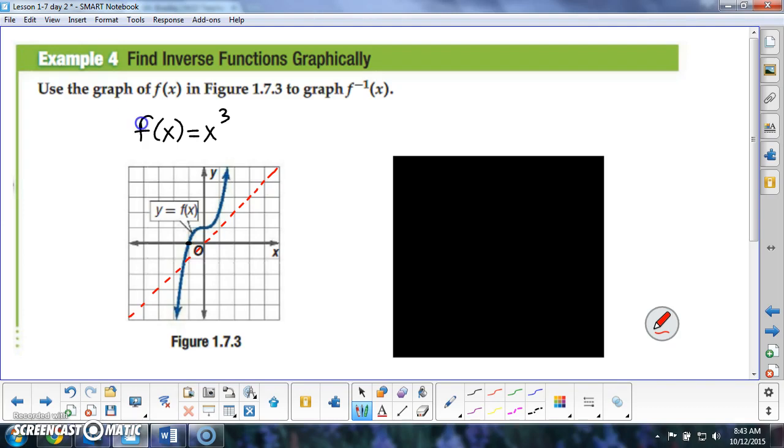this one, which is -1, 0, and that'll become 0, -1. So right there. Another key point would be this point right here, which is 0, 1. That's going to become 1, 0. You can take some additional points such as this one right here, which is 1, 2, and that's going to become 2, 1.